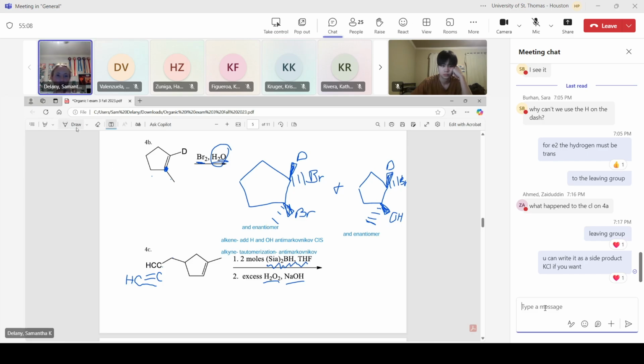All right, so we have an alkene and an alkyne in this problem. So let's go ahead and look at the alkene portion first. We're going to add H and OH, anti-Markovnikov. So that means we're going to want to add the H where there's less hydrogen. Which part of the alkene has less hydrogen? The part substituted with the methyl. So this is where we're going to add our hydrogen. I'm just going to draw it on here. This isn't the product. And we're going to add our alcohol to the bottom portion, anti-Markovnikov.